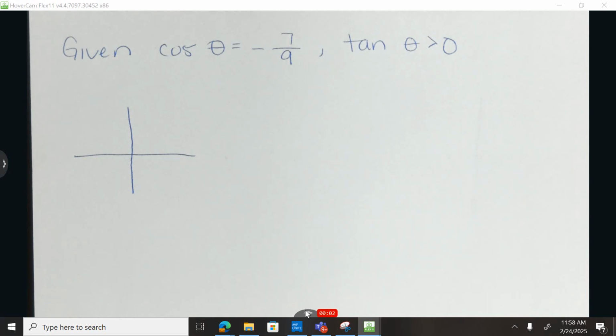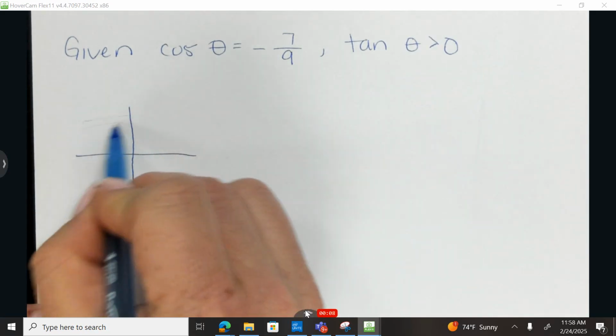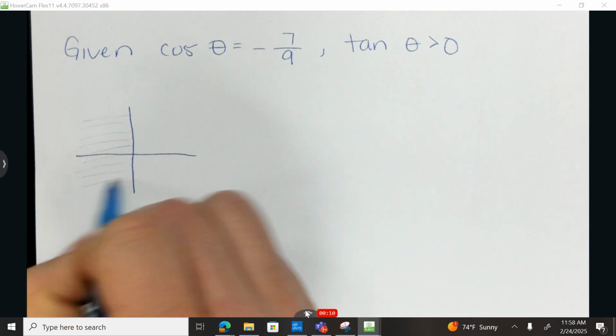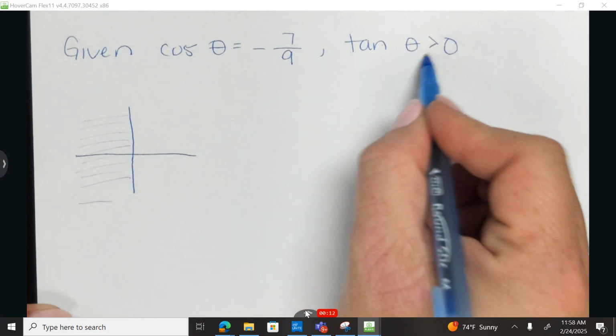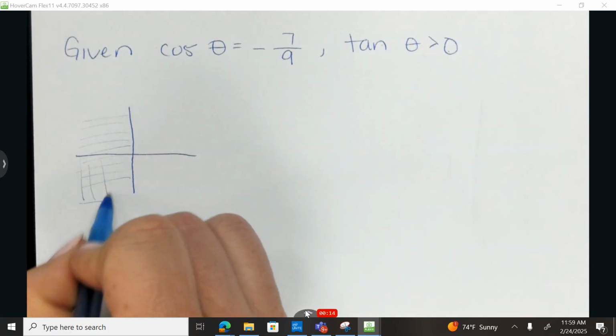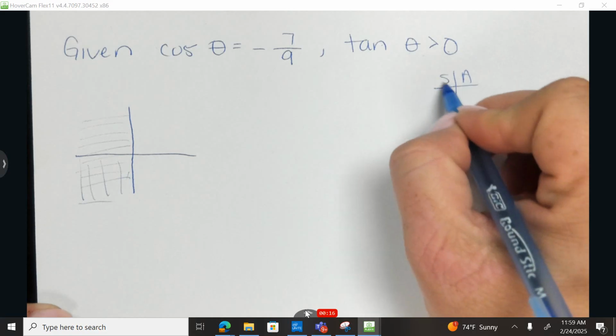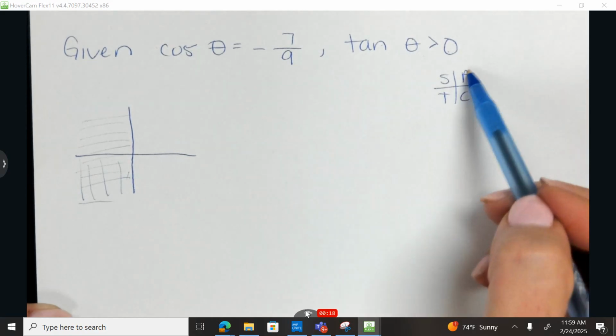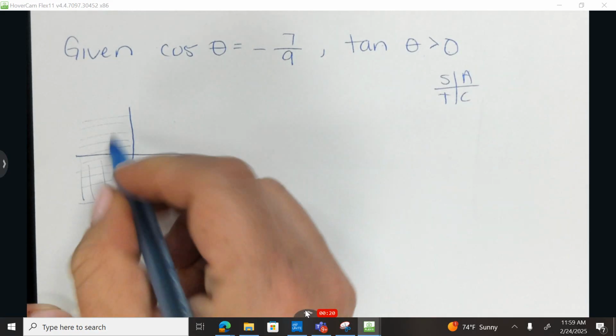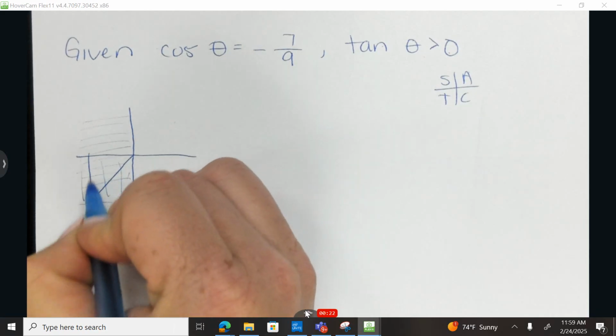Let's look at 25 through 28 from the traditional Unit 12 review. We're given that the cosine is a negative value. We know cosines are negative in quadrant 3 and 4. We're also told that the tangent is greater than 0, or positive. And I know based on all-star trig class, the tangents are positive in 1 and 3. So the overlap occurs in quadrant number 3.